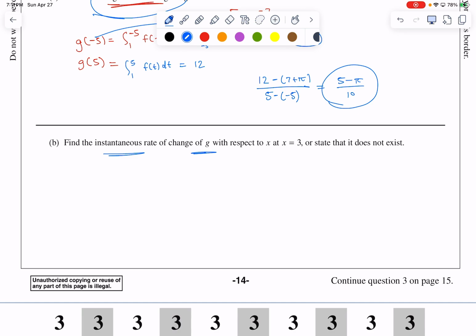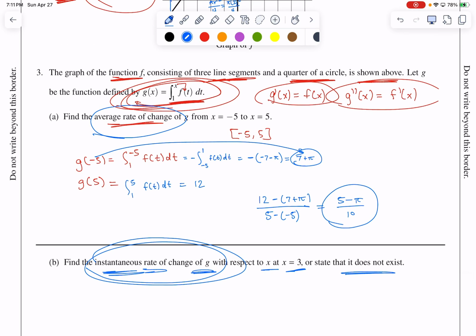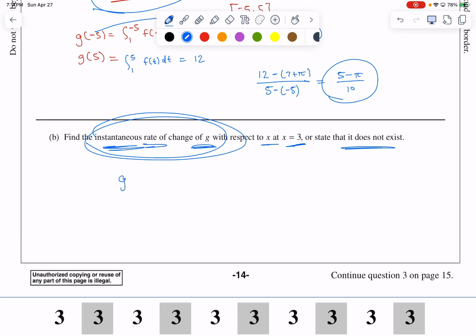Find the instantaneous rate of change of G with respect to X at X equals 3. State whether... All right, this is easy. Instantaneous rate of change of G. What does instantaneous rate of change mean? What does IROC mean? Derivative. So I want the derivative of G. So I want G prime of 3.